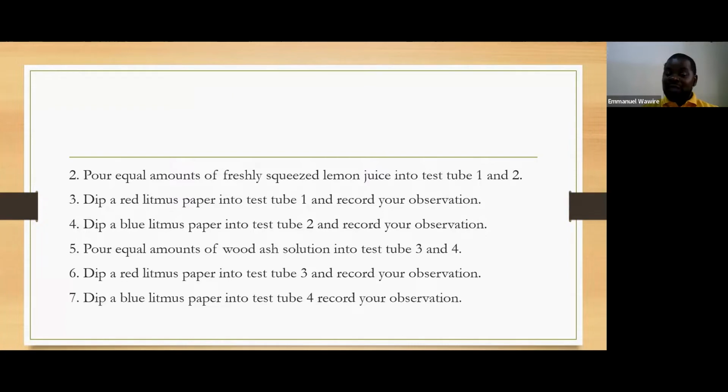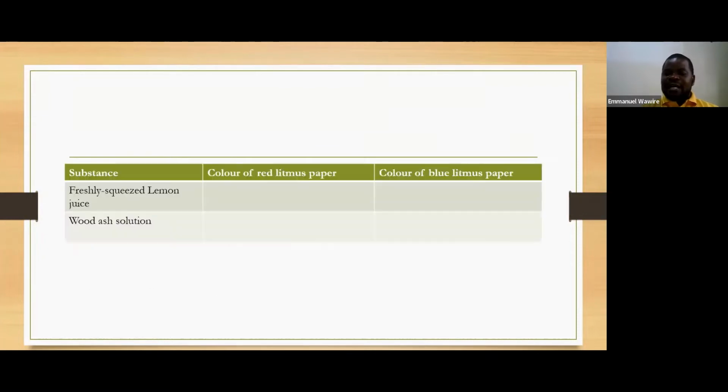They pour equal amounts of wood ash into test tube 3 and 4. They repeat the same procedure. In test tube 3, they dip in a red litmus paper. Remove, record, observation. In test tube 4, they dip in a blue litmus paper. Remove, record, observation. So at the end of the experiment, they have worked on 4 test tubes, one at a time, to avoid confusion. Now, once they have done that, the next slide is where they're going to record.